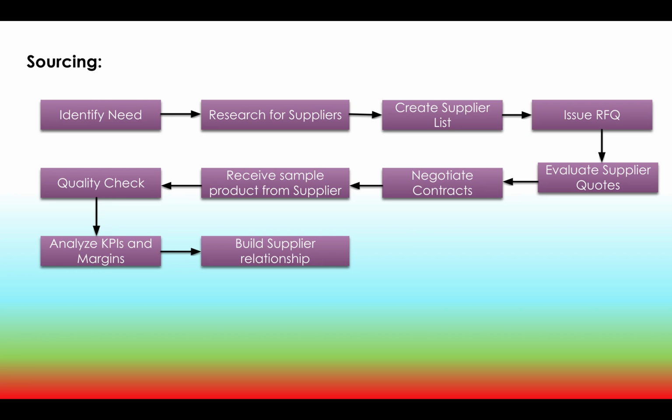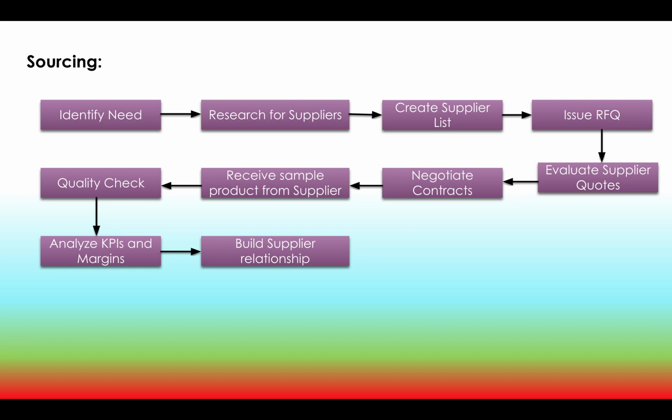Okay, the first step is to identify the need. In every organization, they have to identify what the requirements are, what services or goods they need, when the goods or services are needed, and how much quantity they need. They have to identify details like these. Once they identify the requirements, then they go for suppliers.